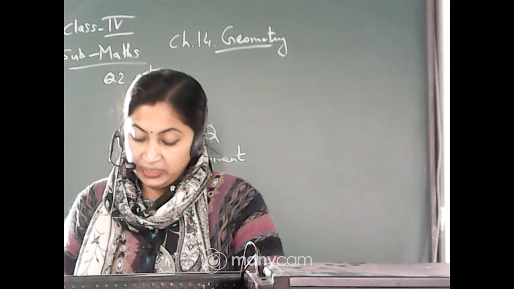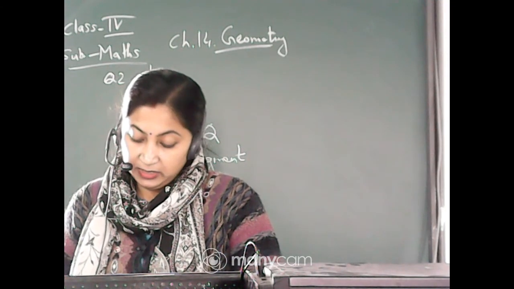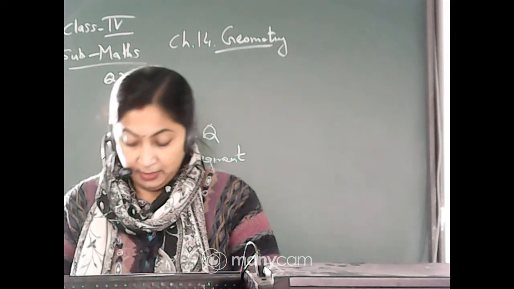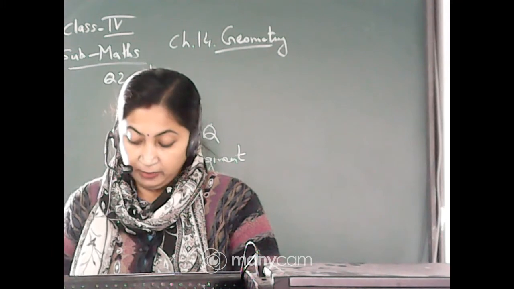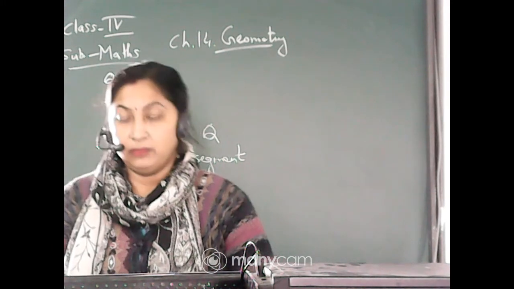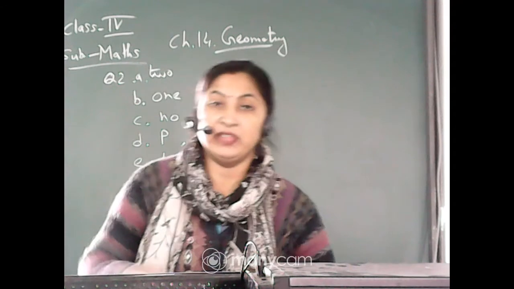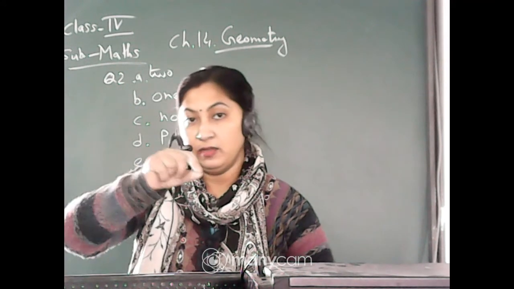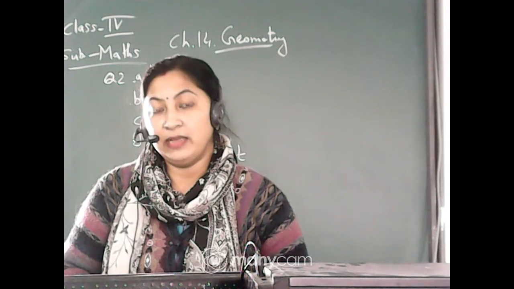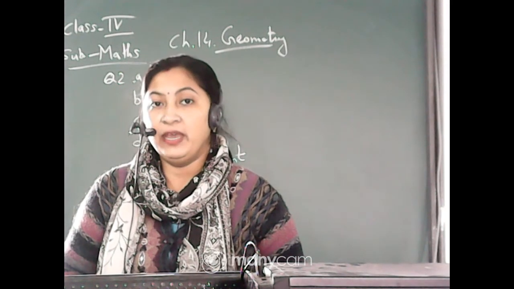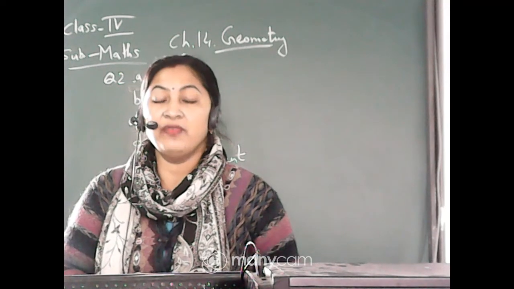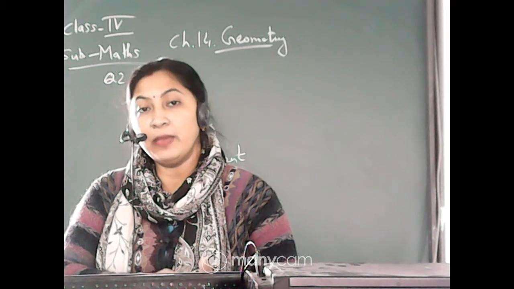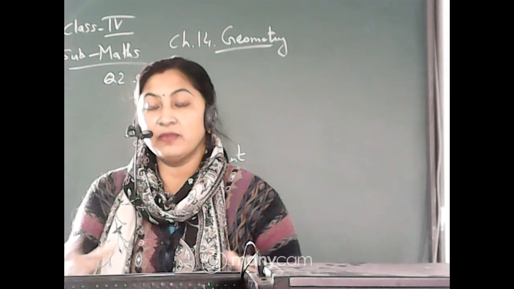Next comes the closed and open figure. The curves which we are drawing with the help of the scale and which have a starting point, but the starting point is not the same as the ending point, it is open. That is called the open figure. Whereas a closed figure is the curve where we start, and after making the curve we come back to the same point. That means the figure is closed.